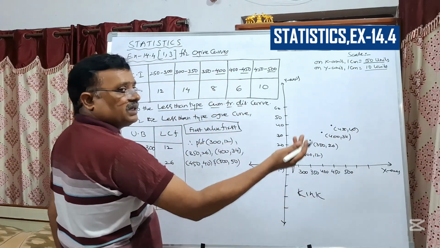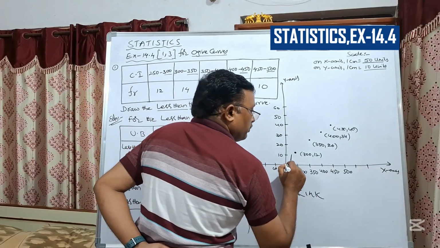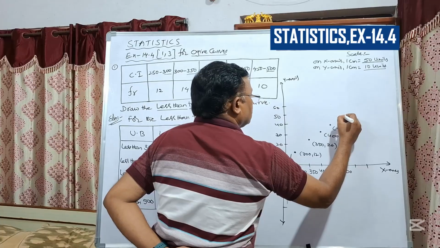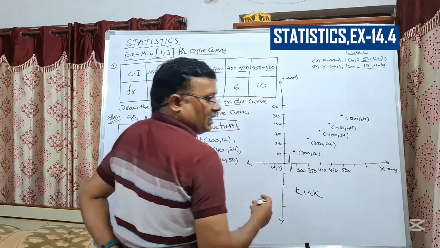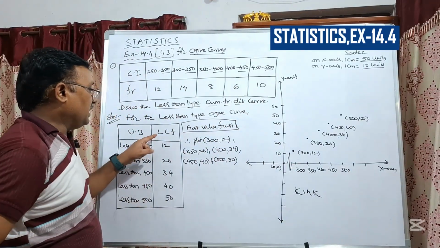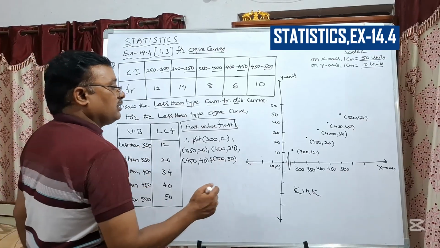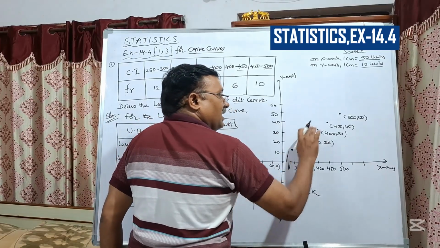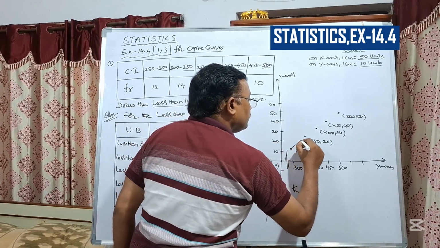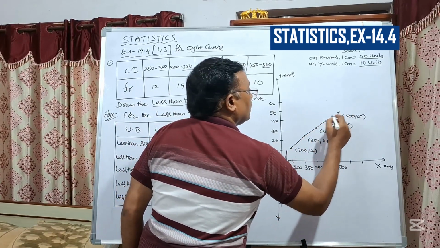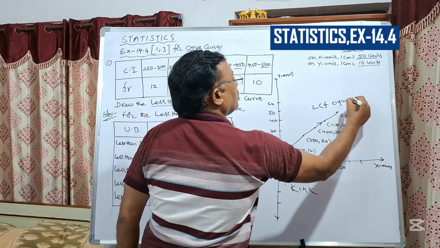Plot the point, immediately write the coordinates. And the last one is ordered pair 500 comma 50. From origin 500 and then 50, opposite to this 50. This is 500 comma 50. Understood? So now listen, the LCF values are in ascending order, least value to highest value. That's why automatically the points are coming in ascending order. Join them with a smooth curve to get our required LCF ogive curve.